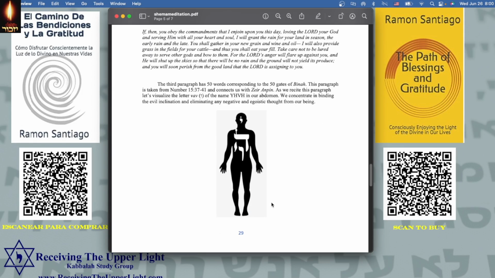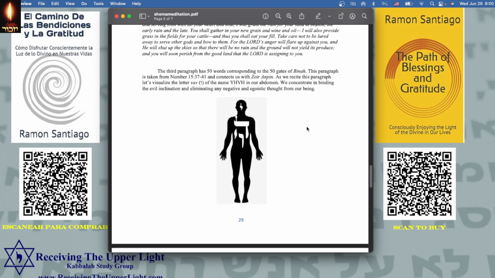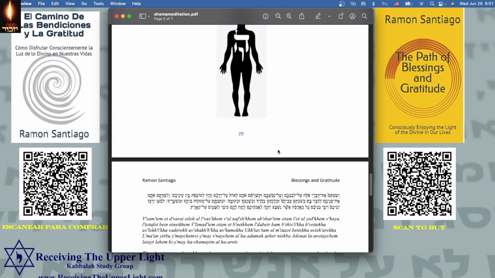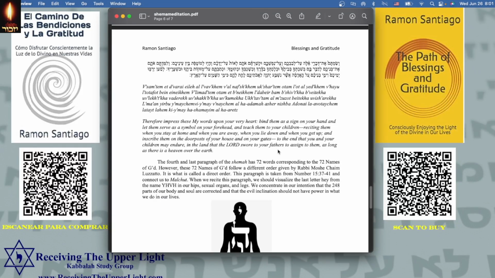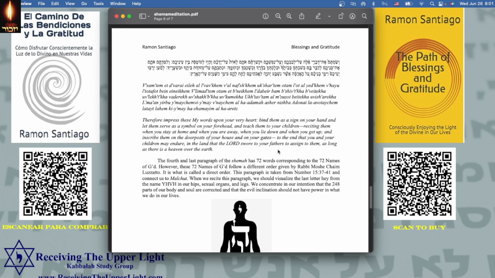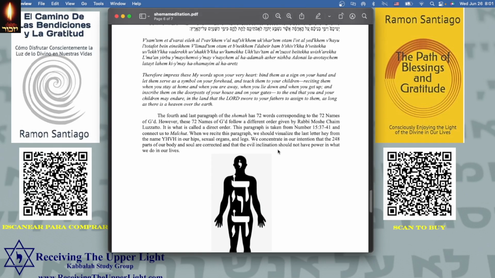Then when we're ready to do the third paragraph, this third paragraph has 50 words corresponding to the 50 gates of Bina. And this will connect us to Seraphim. And as we recite this paragraph, we are going to visualize the Vav in our abdomen. And we concentrate on binding the evil inclination, eliminating any negative and egoistic thoughts in our being, right? And then we do the third paragraph. Therefore, impress these my words upon your very heart, bind them as a sign in your hand, and let them serve as a symbol on your forehead, and teach them to your children, etc., etc.